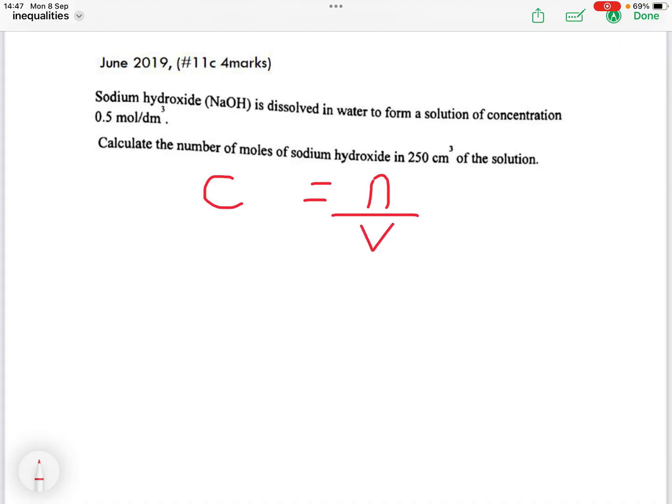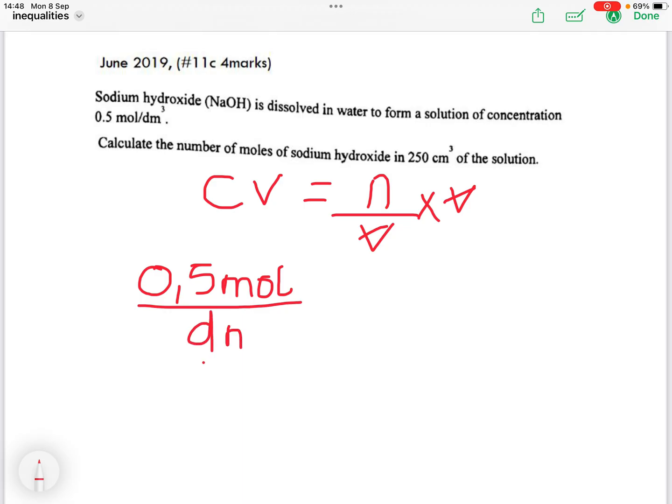So in this question, we said if we are calculating concentration, we say concentration is equal to number of moles over volume. But in this question, we are required to calculate number of moles. So we need to make number of moles the subject of the formula. We multiply both sides by V, so that we now say number of moles is equal to concentration times volume. The concentration is 0.5 moles per cubic decimeter. And then the volume is 250 cubic centimeters.